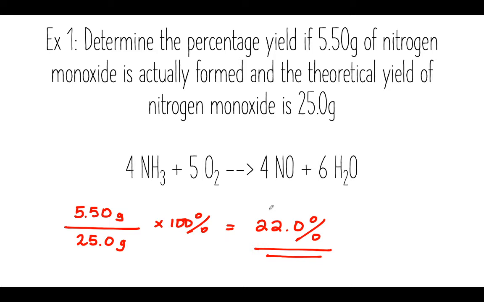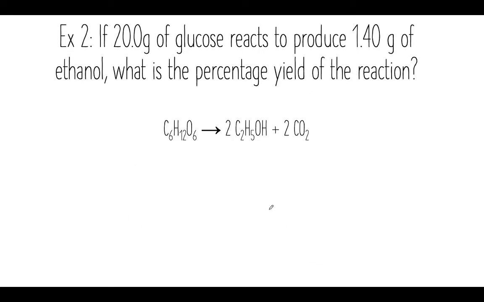All right, let's take a look at example number 2. In this case, it says if 20.0 grams of glucose reacts to produce 1.40 grams of ethanol, what is the percentage yield of this reaction? Now, this is where you really have to understand what's happening in the question. First of all, this is glucose, and this is ethanol. So they're telling you that if you start off with 20.0 grams of glucose, it produced 1.40 grams. So this is the actual yield.